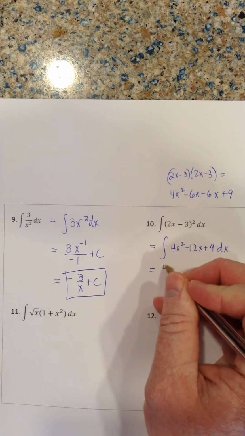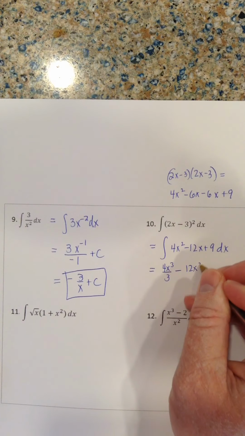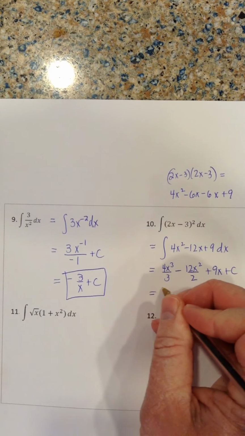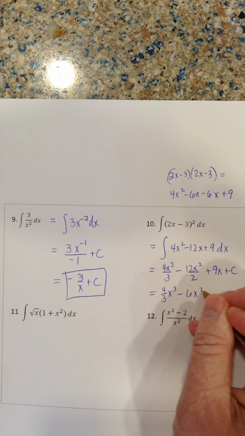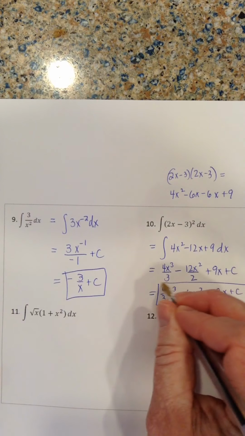And I'm going to take the antiderivative, so I get 4x cubed over 3 minus 12x squared over 2 plus 9x plus c, which I'll simplify or rewrite as 4/3 x cubed minus 6x squared plus 9x plus c. And that's the antiderivative.